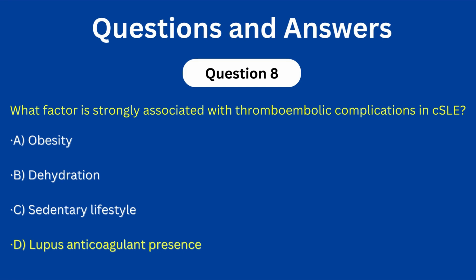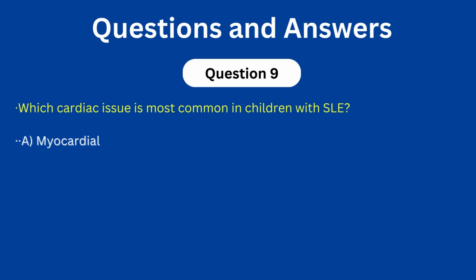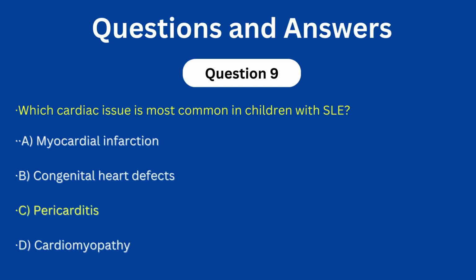These antibodies can lead to an increased risk of blood clots in veins and arteries, resulting in complications like deep vein thrombosis or stroke. Question number 9. Which cardiac issue is most commonly seen in children with systemic lupus? A. Myocardial infarction. B. Congenital heart disease. C. Pericarditis. D. Cardiomyopathy. The correct answer is C.